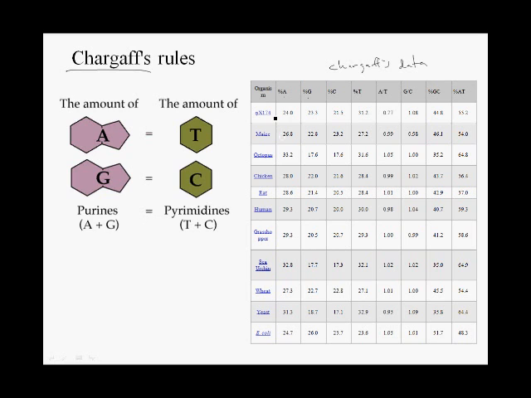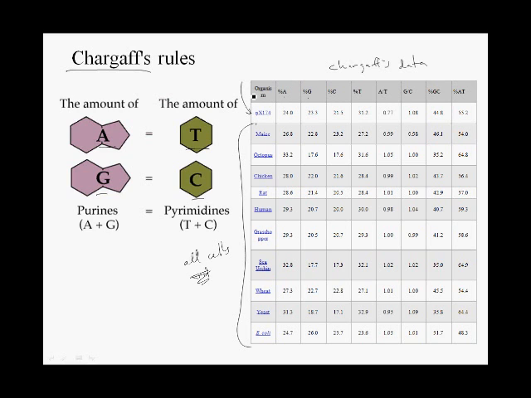But what he noticed is that in a really wide variety of organisms, he found that the percentage of A bases was equal to the percentage of T, percentage of G bases was equal to C, and overall the percentage of purines was always equal to the percentage of pyrimidines. Okay. And this is true for all cells.